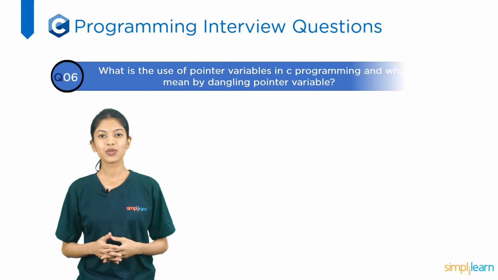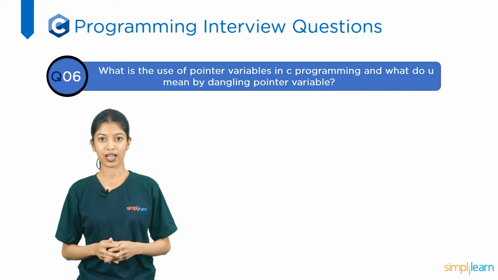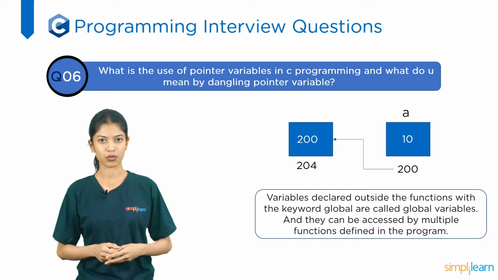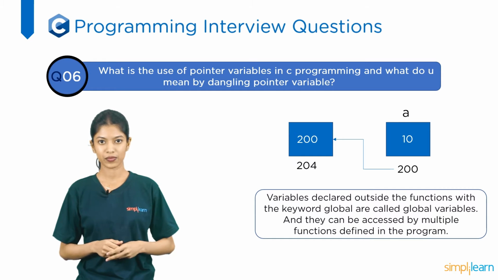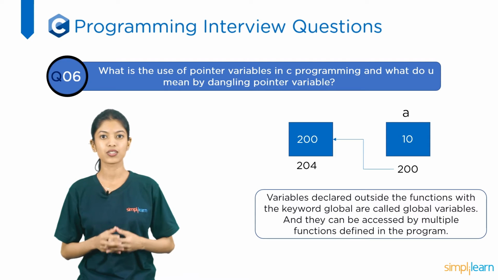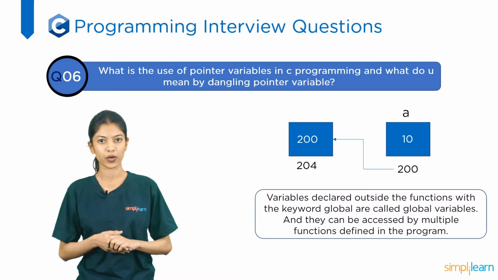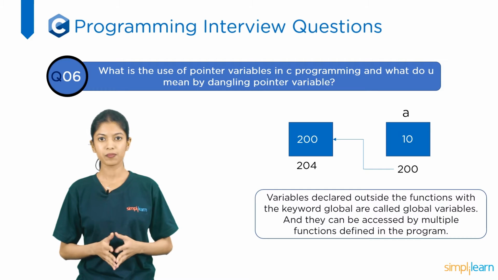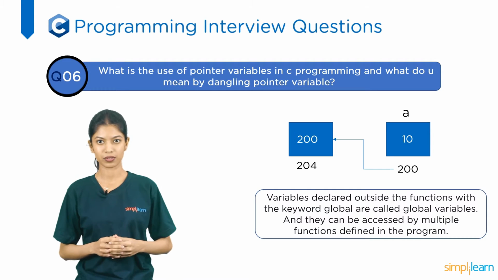Moving ahead to the next question. What is the use of pointer variables in C programming, and what do you mean by dangling pointer variable? A pointer is a variable that holds the address of another variable, which can be of data type int, char, array, etc. Pointers are used to access the memory location easily, and they reduce the storage space and increase the speed of the program's execution. When a pointer is pointing to a variable that is deleted, and the pointer is still pointing at the same memory location, then the pointer is known as a dangling pointer.